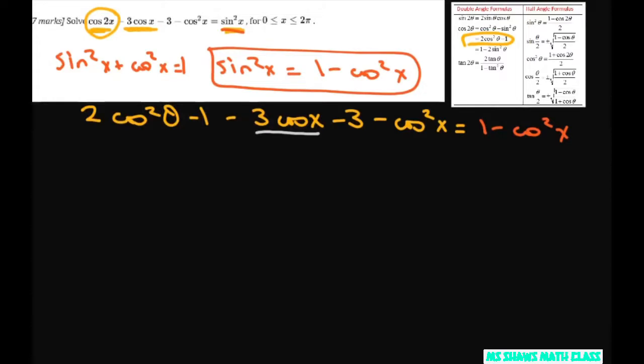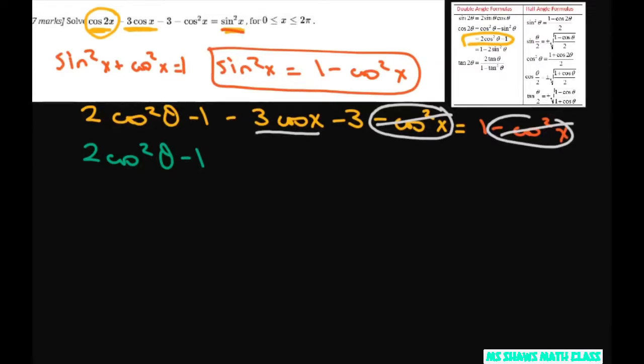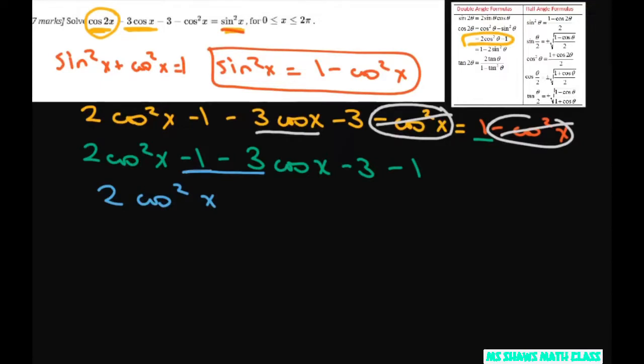So now let's move everything over to the left-hand side and set this to 0. These two right here are going to cancel out, so let's just cross those out. And then we have 2 cosine squared of x minus 1 minus 3 cosine x minus 3, and then subtract the 1. These are supposed to be x's, so let's change them real quick, I usually like x's better than theta's. So the constants, minus 1, minus 3 and minus 1, give minus 5. So we have 2 cosine squared of x minus 3 cosine of x minus 5, and that's going to equal 0.